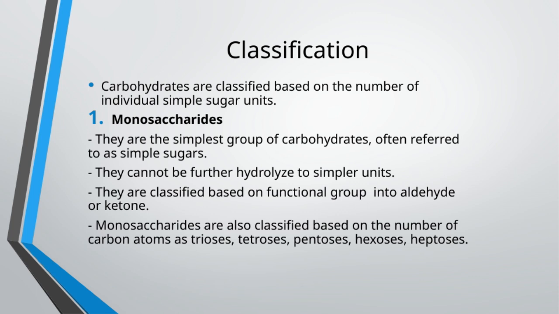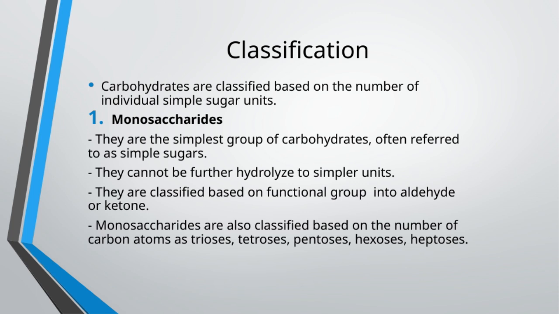Another way we classify monosaccharides is by counting the number of carbon atoms present. This leads us to terms like trioses, tetroses, pentoses, hexoses, and heptoses. These names tell us how many carbons are in the sugar molecule. This classification is important because it influences the sugar's properties and its role in biological processes.